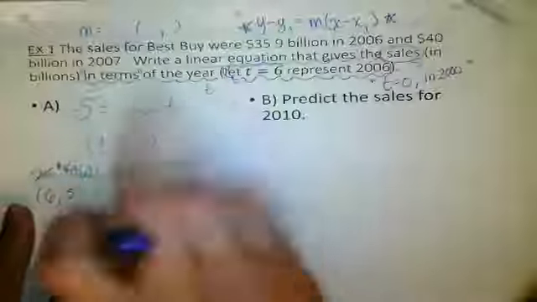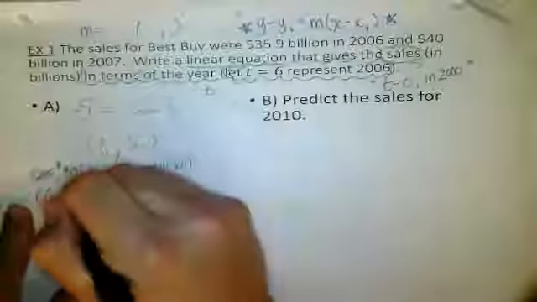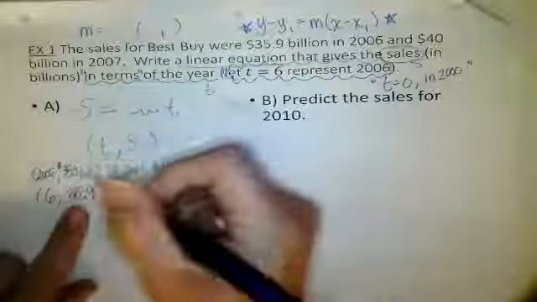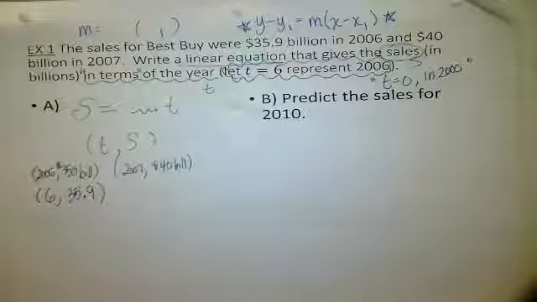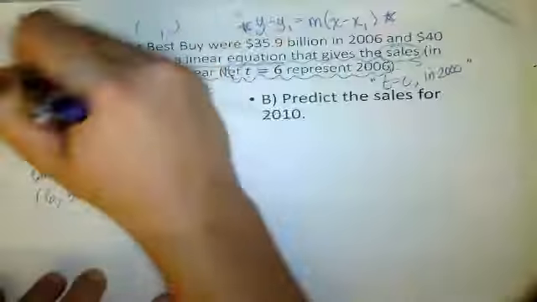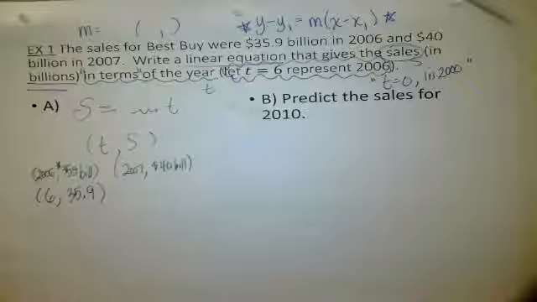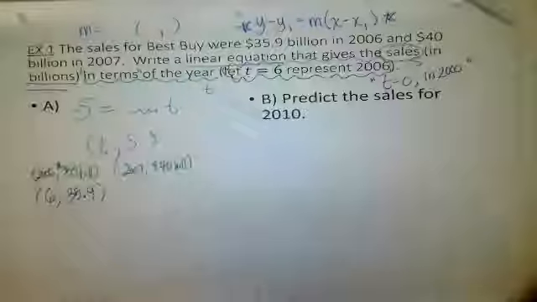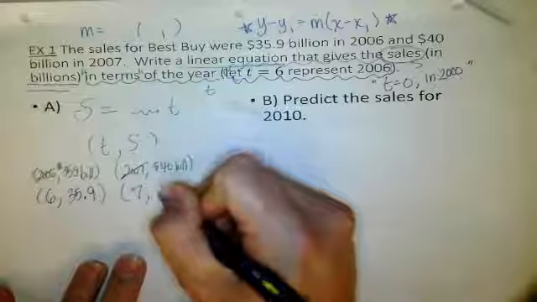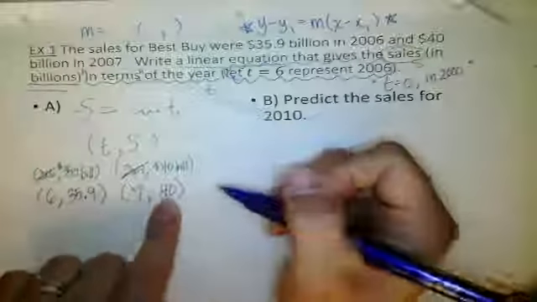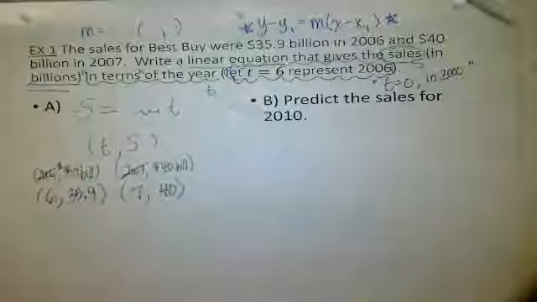And we're using 35.9. Again, a nice small number. I don't have to have 35, 9, and a bunch of zeros. Oh God, too many zeros. We don't have to use those big giant numbers, because we're saying that we want the sales in billions. So this number, 35.9, represents $35.9 billion, okay? And we're not going to use 2007, we're going to use 7. And again, 40 represents $40 billion.